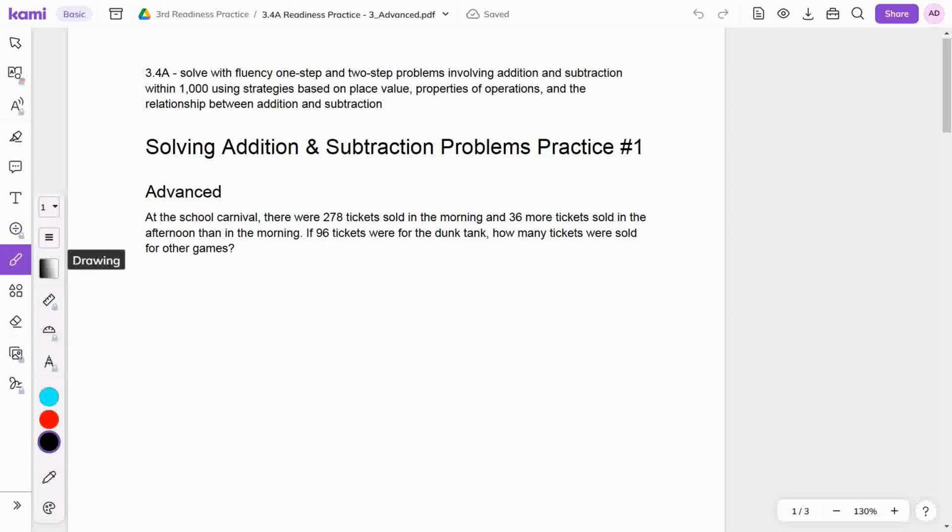Today we are looking at solving addition and subtraction problems. This is 3.4a Readiness Practice Advanced.